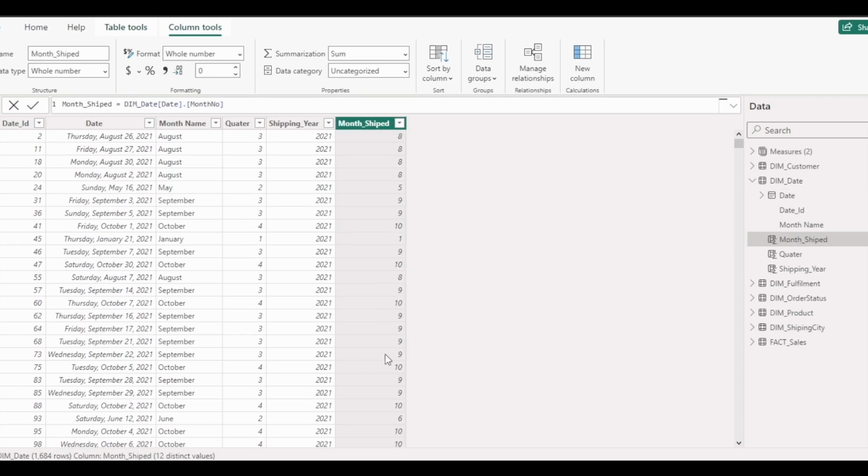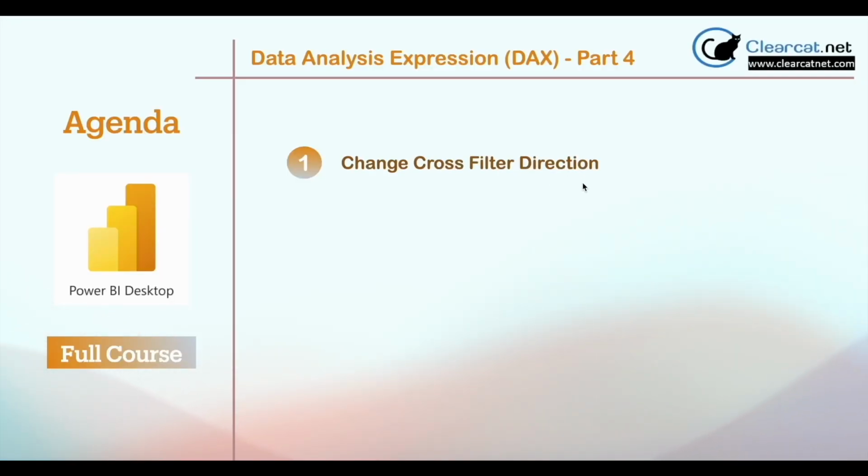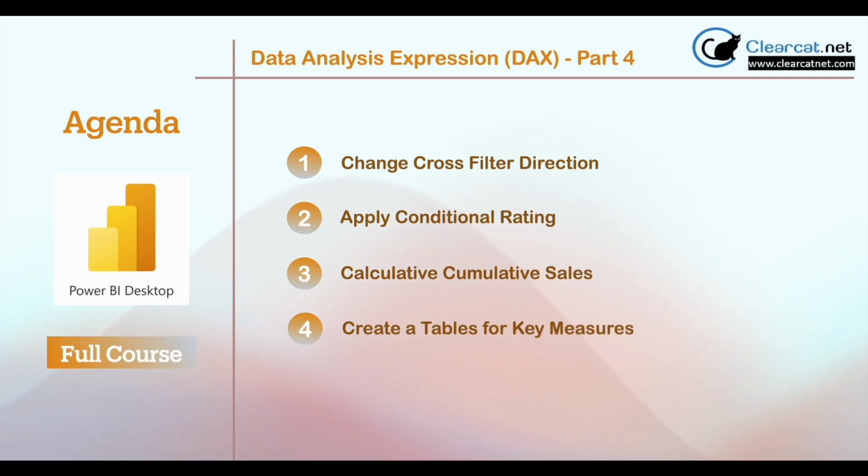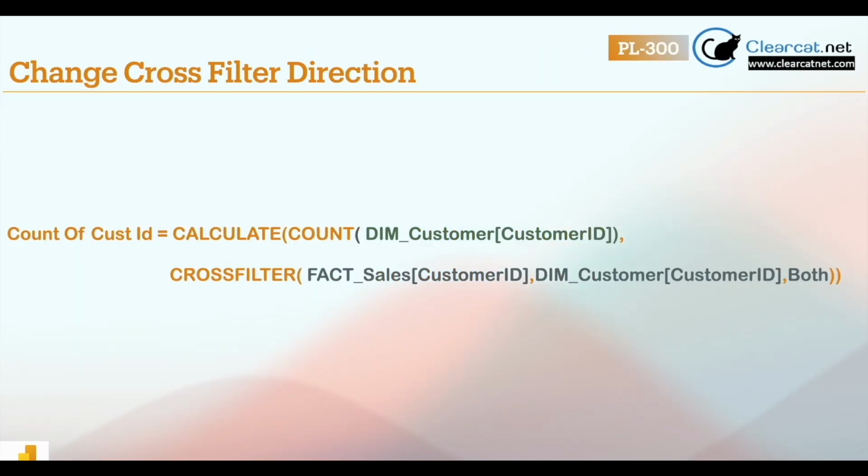Here month number is there, which we can use while creating our visualizations, charts, graphs, etc. First, change cross filter direction, then apply conditional rating. Third one will be calculate cumulative sales, and the fourth one will be create a table for key measures. Keep watching this video. The first one is change cross filter direction.